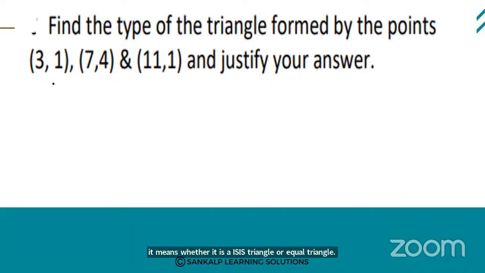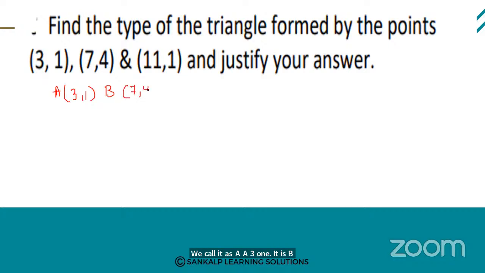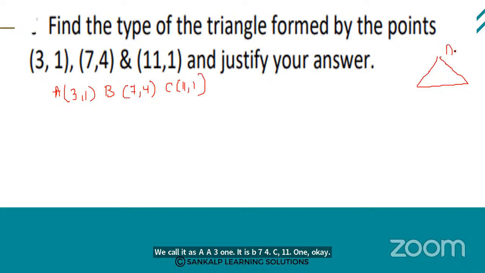We call it as A, 3 1. It is B, 7 4. C, 11 1. Okay, here we construct one triangle. Take it as ABC. A we know the points, B we know the points. A is 3 1, right? B is 7 4. C is 11 1.